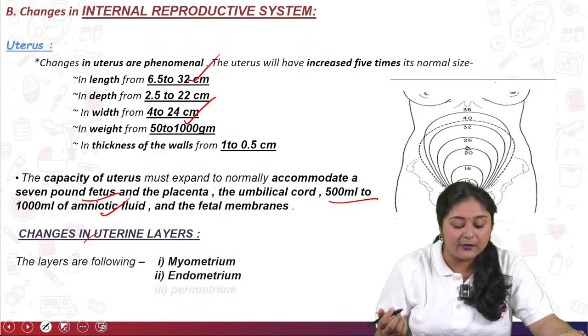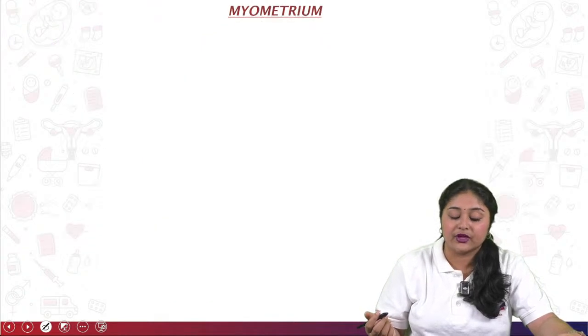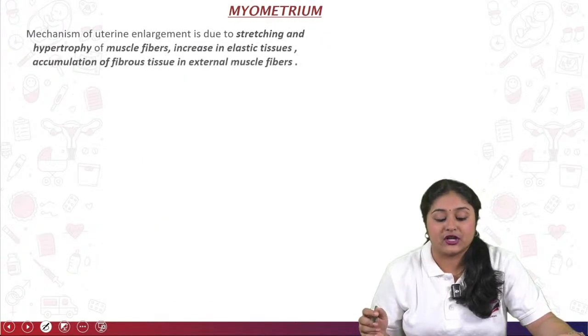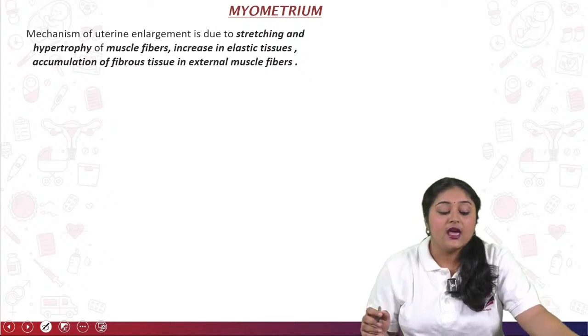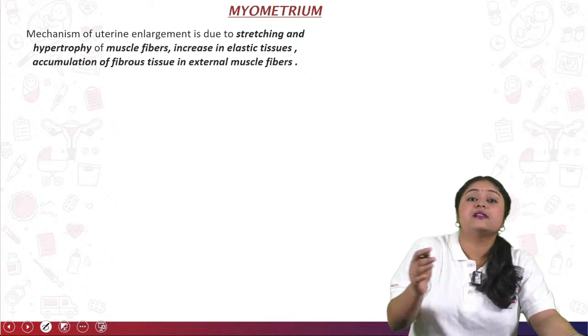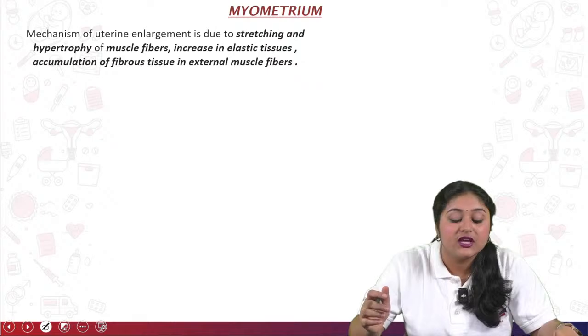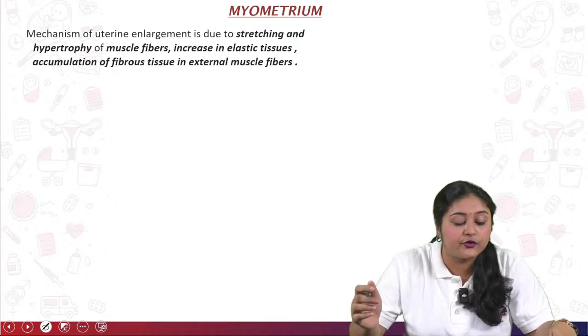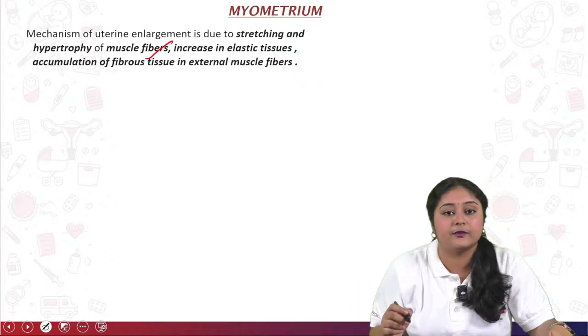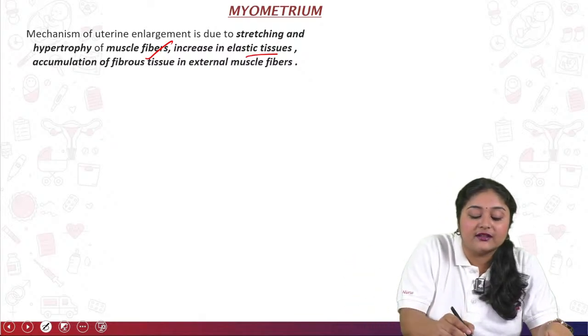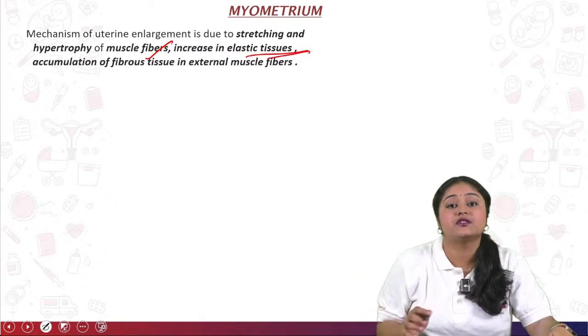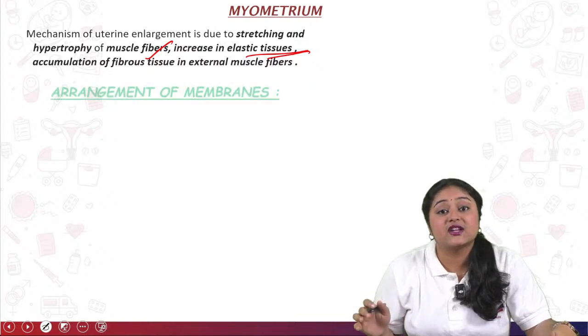The layers are myometrium, endometrium, and perimetrium. Now come to the myometrium. What changes happen? Due to the mechanism of uterine enlargement, the myometrium becomes very stretchable, with hypertrophy of the muscle fibers, which increases the elastic tissue and accumulation of fibrous tissue in the external muscle fibers.